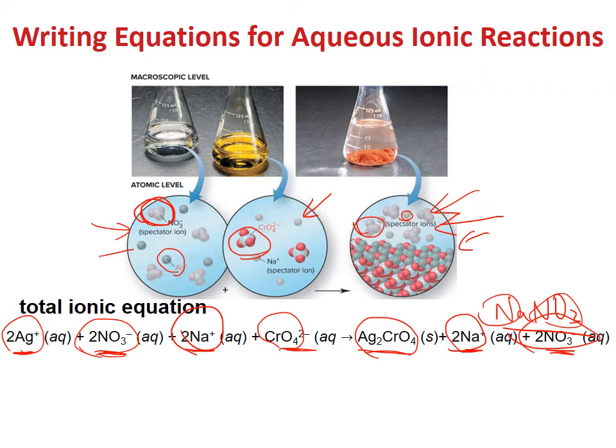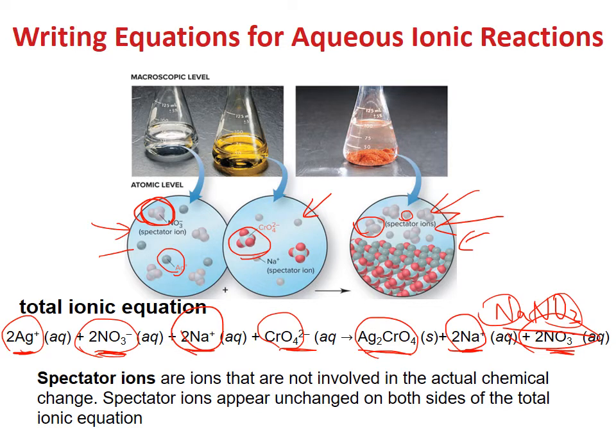So these ions are called spectator ions. In this case, nitrate and sodium are the spectator ions, and they are not involved in the actual chemical change. In this case, the actual change is silver combining with chromate to form silver chromate solid. Two ions form a solid product. Spectator ions appear unchanged on both sides of the total ionic equation.